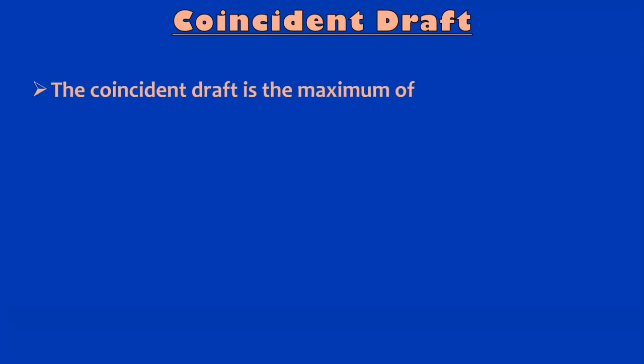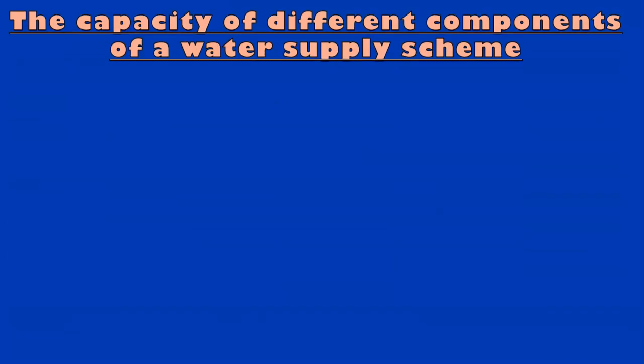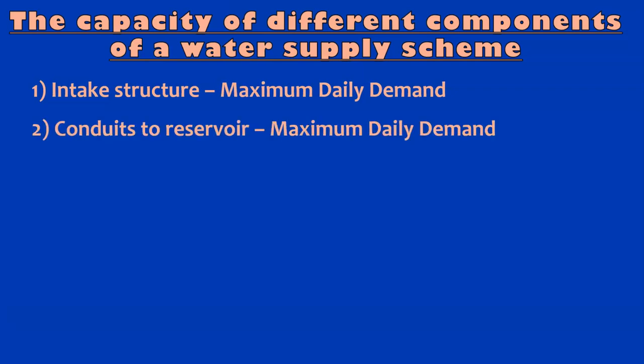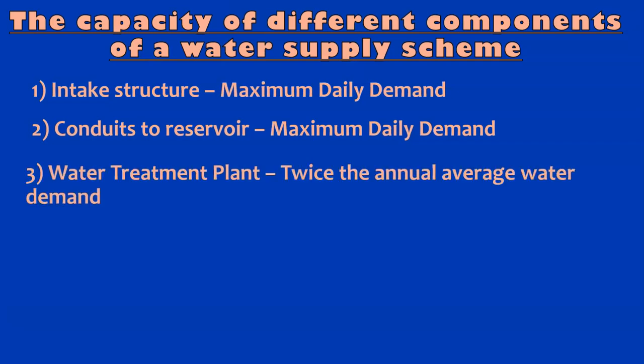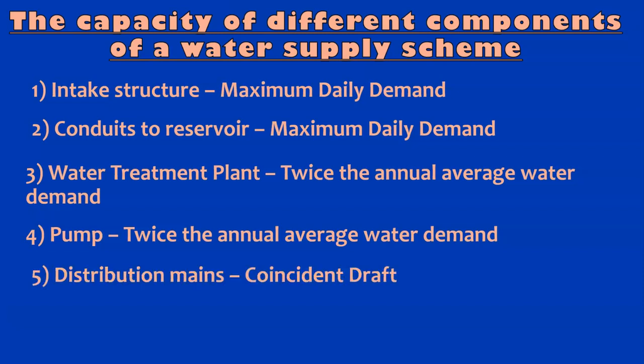Now, there is a term which is known as coincident draft. Coincident draft is the maximum of maximum daily demand plus fire demand, or maximum hourly demand. The capacity of different components of a water supply scheme: for intake structure, the capacity is maximum daily demand, and for the conduits to reservoir, it is maximum daily demand. For water treatment plant, it is twice the annual average water demand, and for pump, it is twice the annual average water demand, and for distribution mains, it is coincident draft.